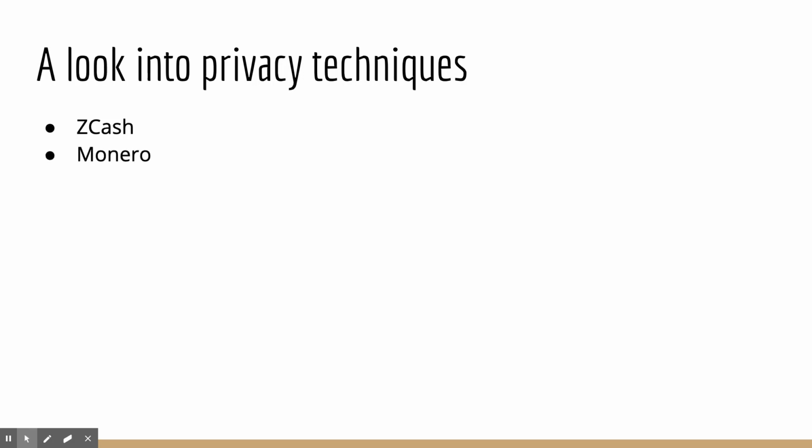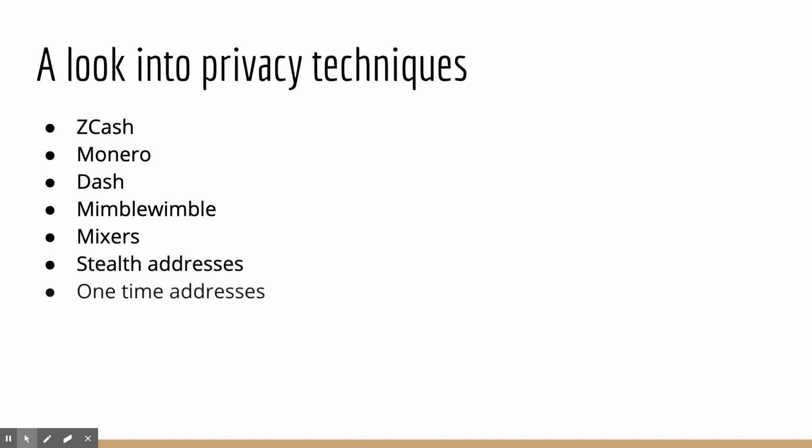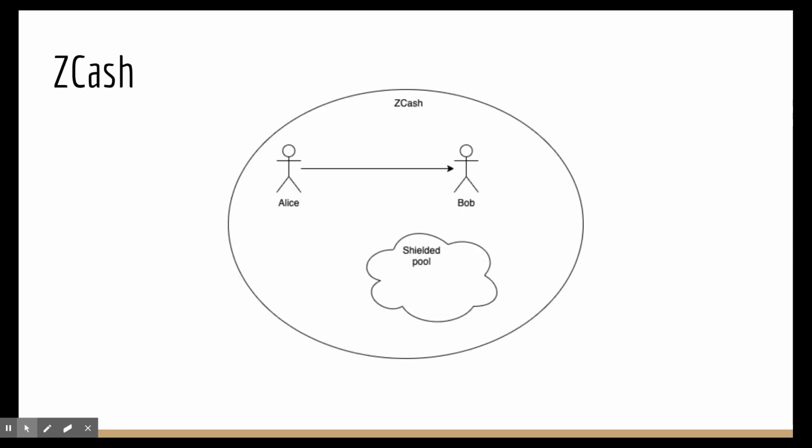And then we're going to look into Monero, which is another cryptocurrency which provides privacy, and also Dash, Mimblewimble, and we're going to look at how mixers operate and what privacy guarantees they provide, and also stealth addresses and one-time addresses, which are also used in Monero quite a lot, and also a version of them is available on Ethereum and some other blockchains. We're going to look at the general idea and how they work and how you can implement them yourself today. In this lesson, we are going to look at Zcash.